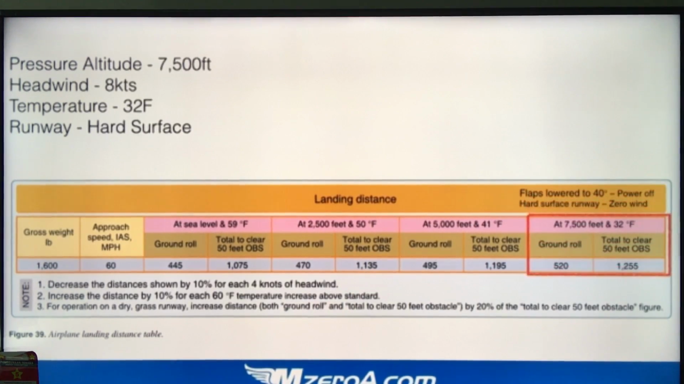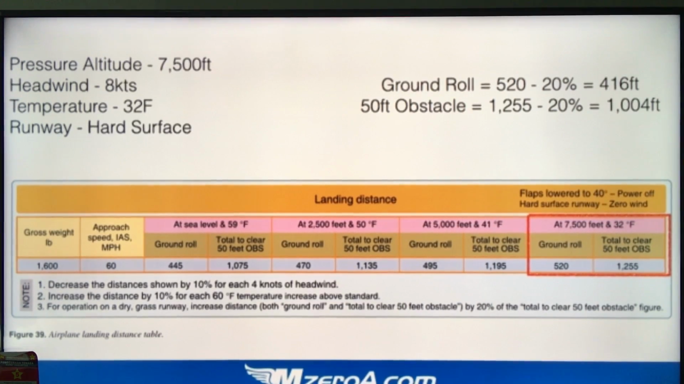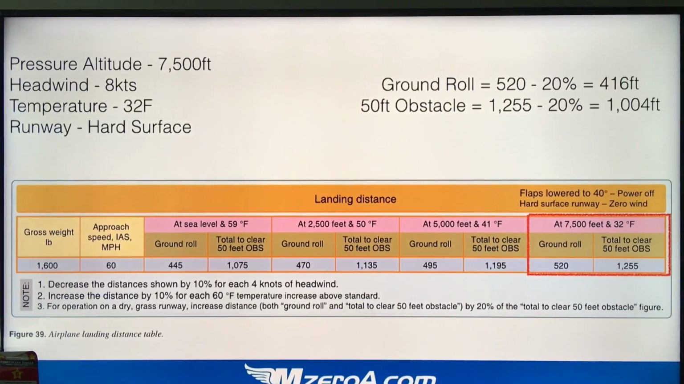If I look at that column, my 7,500 foot pressure altitude column at 32 degrees Fahrenheit, it says my ground roll is 520 feet, and to clear a 50-foot obstacle, it's 1,255 feet. However, I have to subtract from that. It says 10% for each 4 knots. So I need to take 20% away from those numbers. So let's do that. I take my ground roll of 520, I subtract 20% from it to get 416 feet. I take my 50-foot obstacle distance of 1,255 feet, I subtract 20% from that to get 1,004 feet.